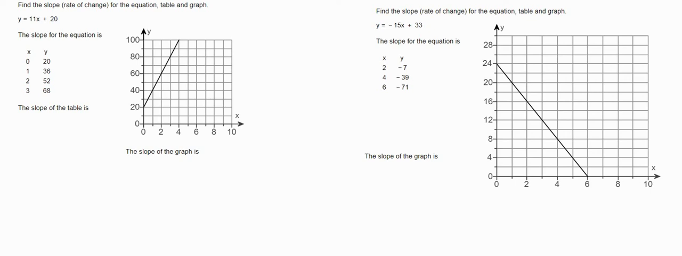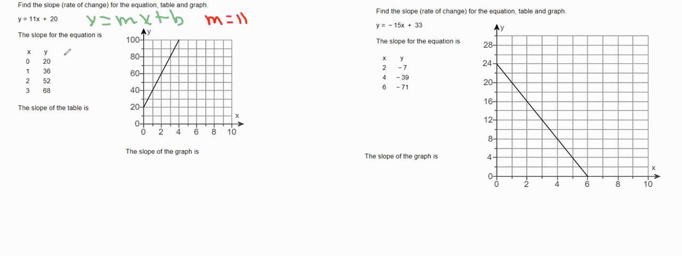So we're going to find the slope for the equation, table, and graph. The first one is the slope of the equation, and remember that this goes in the form of y equals mx plus b, and the m is the slope. So for the first one, the slope would be just 11.